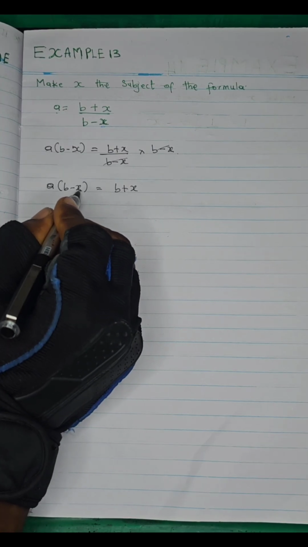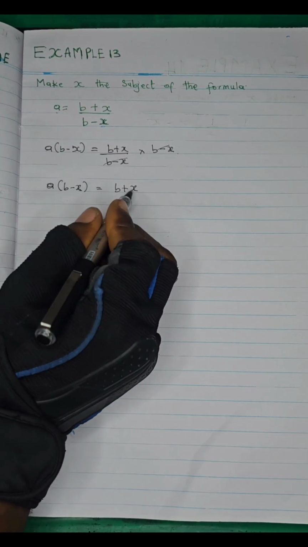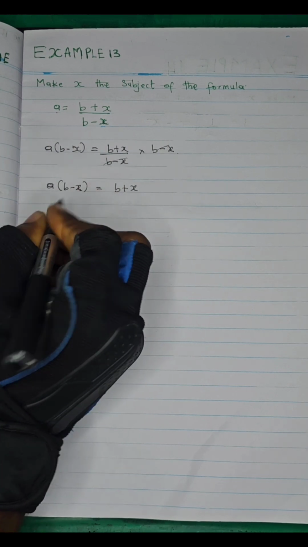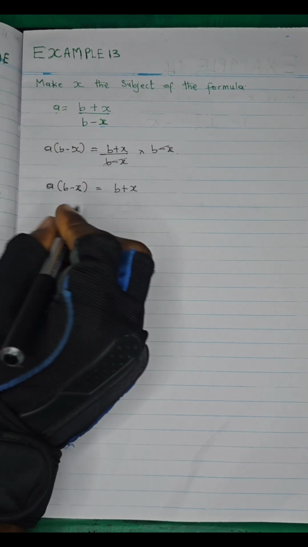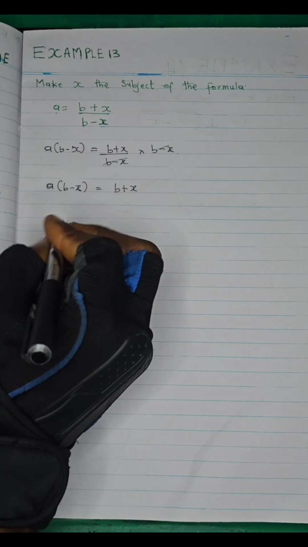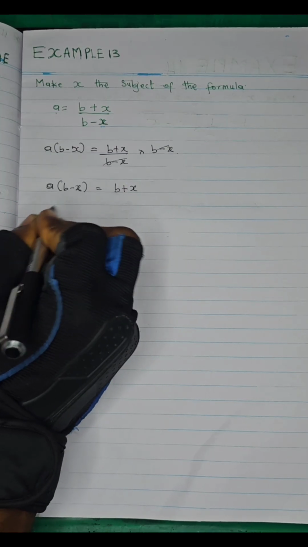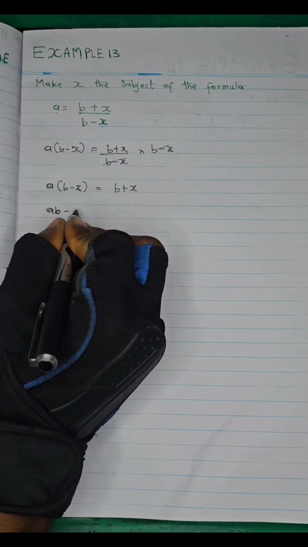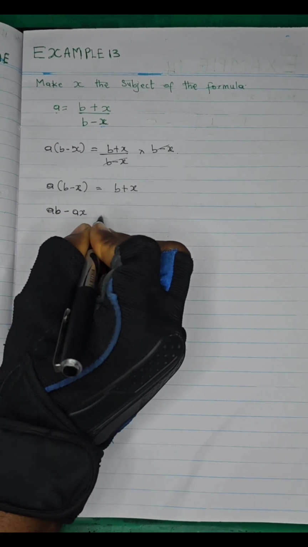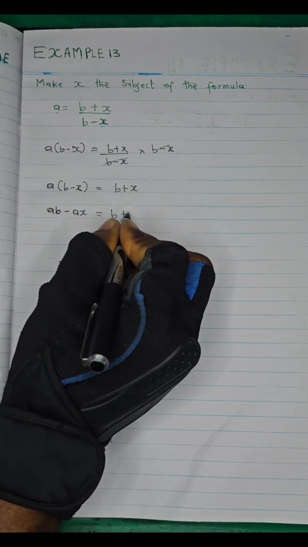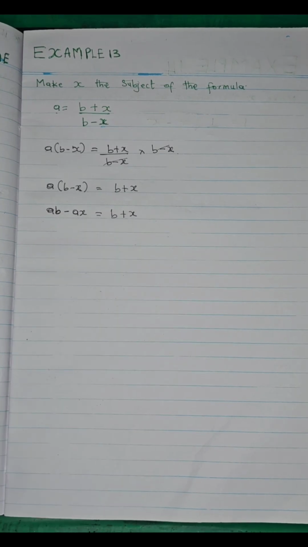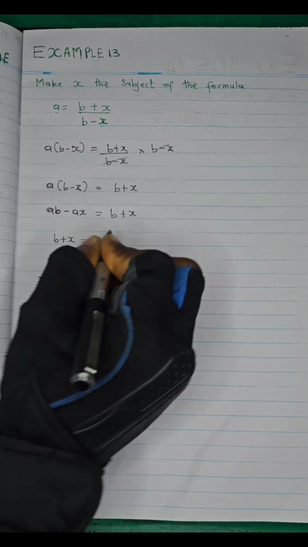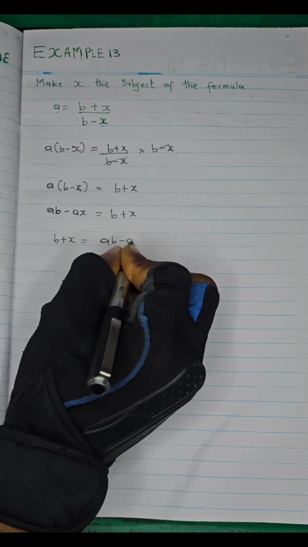So the next thing you're going to do is open up the bracket, because x is what we want to make the subject of the formula, and we are still having x in two different places. So we are trying to bring out x to be just one, with one as the coefficient. So a times b will be ab, minus a times x will be ax. This will give us b plus x. I can write this equation as b plus x is equal to ab minus ax.